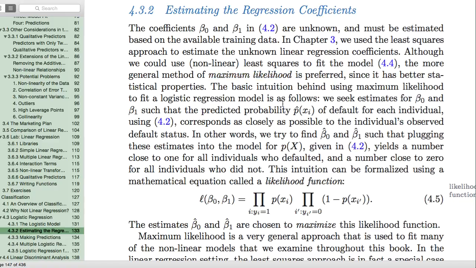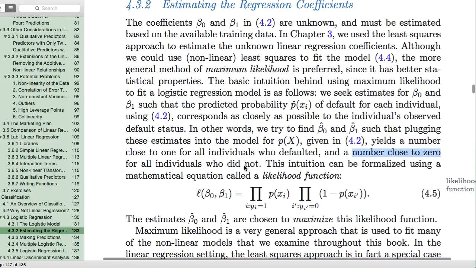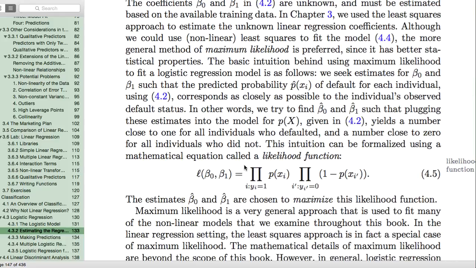So let's think for a second about what maximum likelihood is. We want to find estimates that yield a number close to 1 for all individuals who defaulted, and a number close to 0, as close to 0 as possible for all individuals who did not. That's maximum likelihood. And so we want to find the coefficients that will maximize the likelihood that a defaulter ends up around a 1 and a non-defaulter ends up around 0. And this is a really good and general approach.